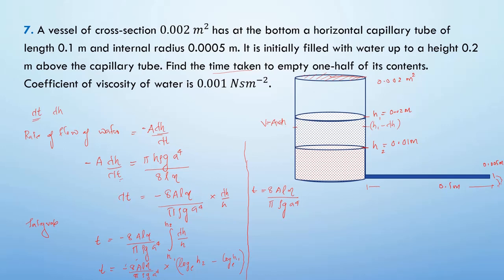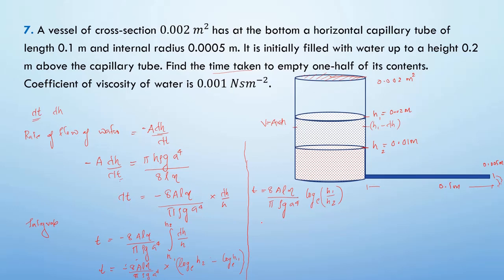When I take this negative sign inside, I will get log to the base e h1 minus log to the base e h2, which is nothing but log to the base e h1 by h2. Now we don't know how to solve for log to the base e, so we'll just change the base to 10, log to the base 10.